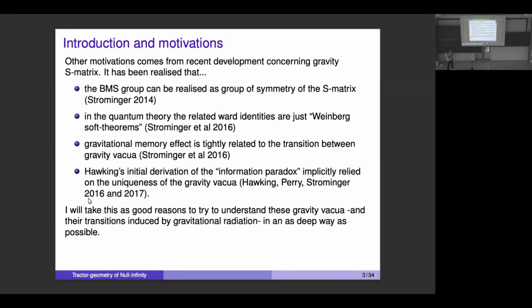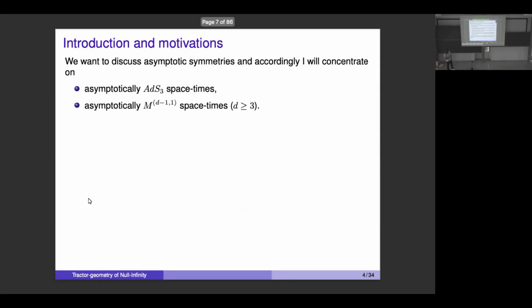Okay, so I'm going to take this as motivation for why you should care about these gravity vacua and try to make sense of them in as deep a way as you can, in the sense of a fully geometrical way. So I'm going to discuss asymptotic symmetries, and accordingly, I'm going to concentrate on examples where you have asymptotic symmetries, so asymptotically AdS3, and also all asymptotically flat spacetimes in dimension bigger than 3, because 2 dimensions is too degenerate for what I want to do.